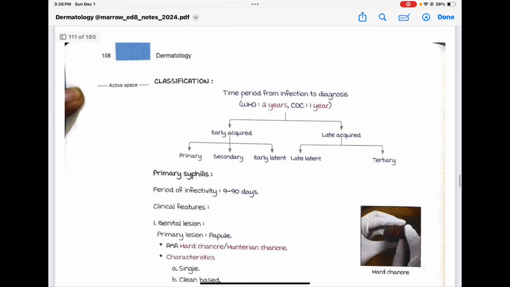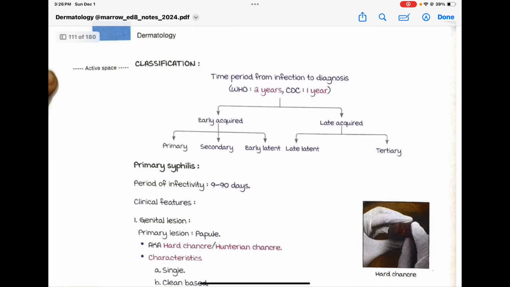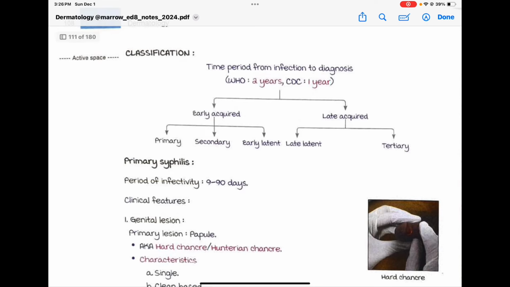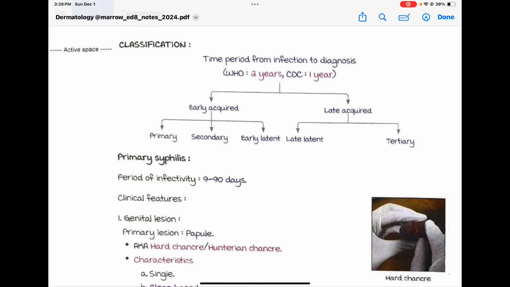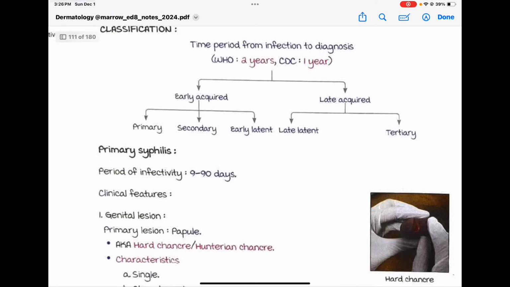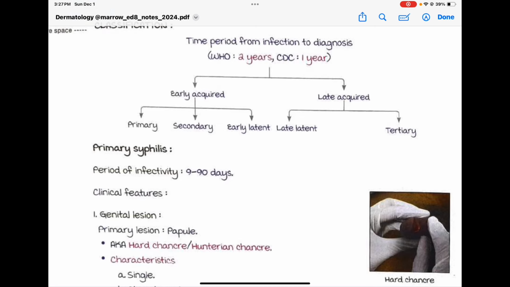Classification is by the time period from infection to diagnosis. WHO says 2 years, CDC says 1 year. Early acquired and late acquired. Early acquired: primary, secondary, early latent. Late acquired: late latent, tertiary.